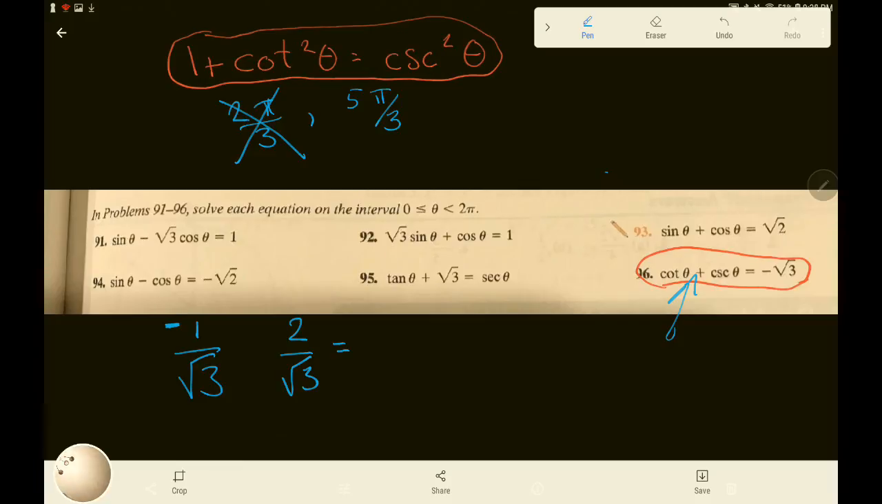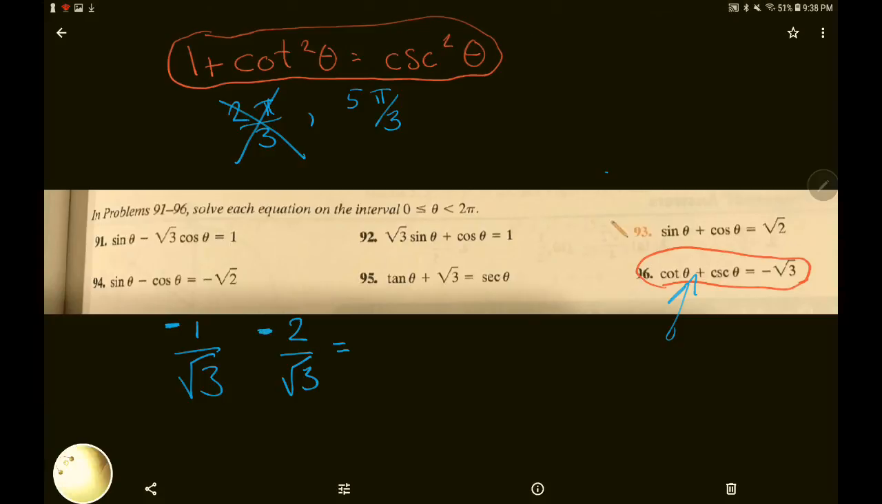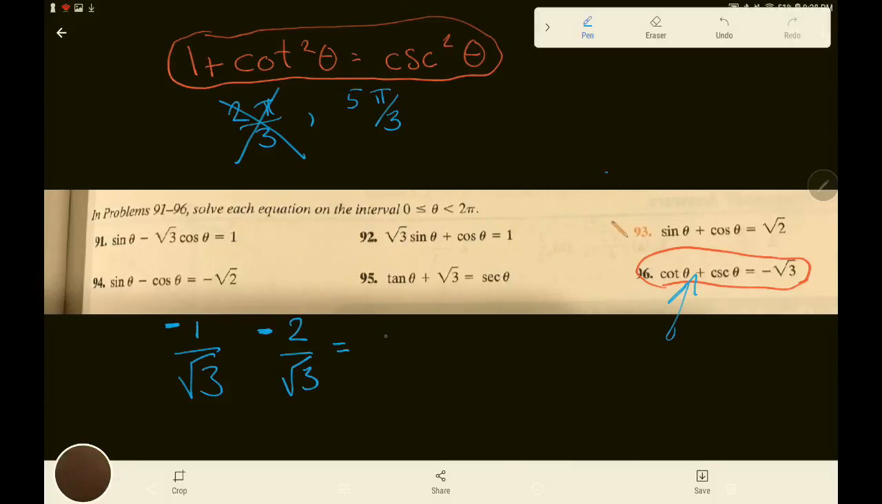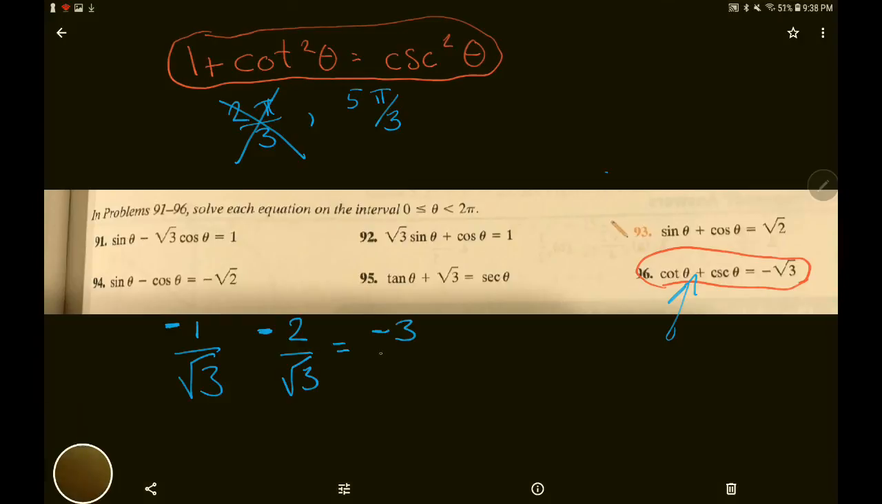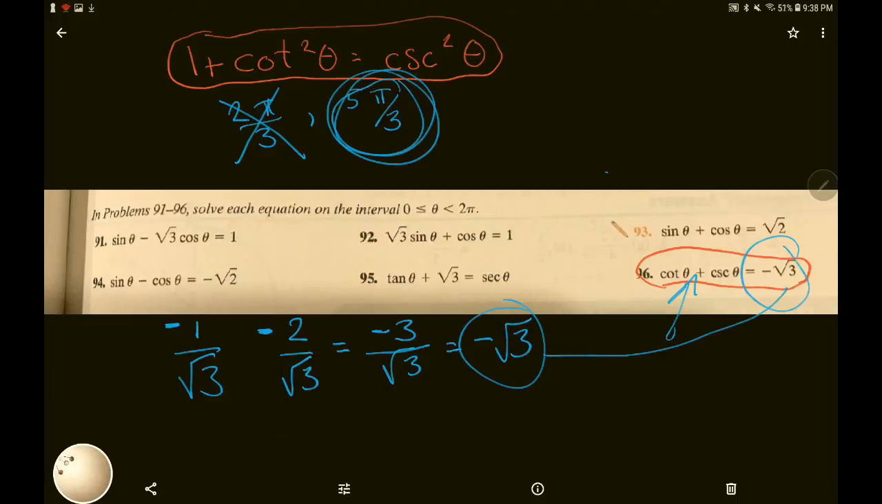All right, so the second one is cosecant theta. Now, cosecant theta for 5 pi over 3, cosecant 5 pi over 3 is negative 2 over square root of 3. This equals negative 3 over square root of 3, which is negative square root of 3. And that is what we want. So this is the one and only solution.